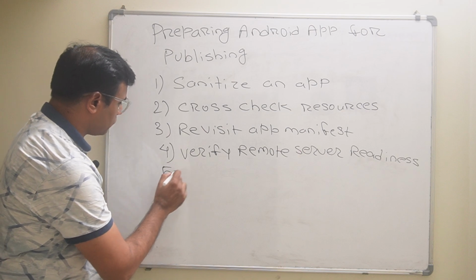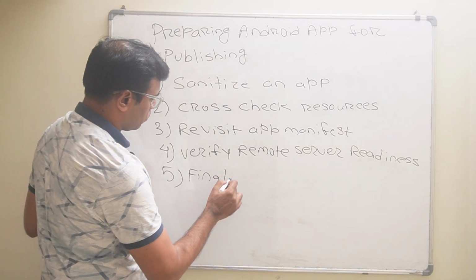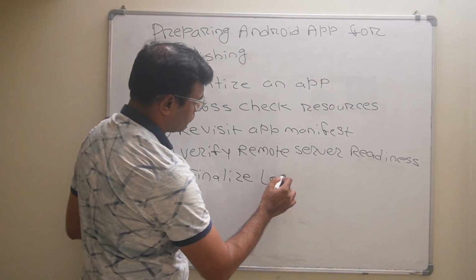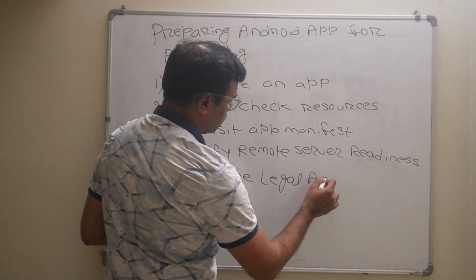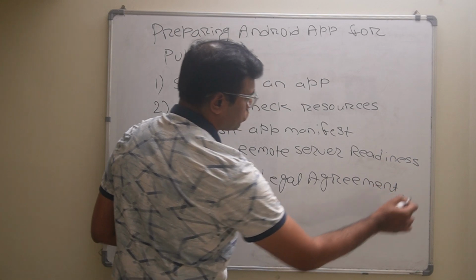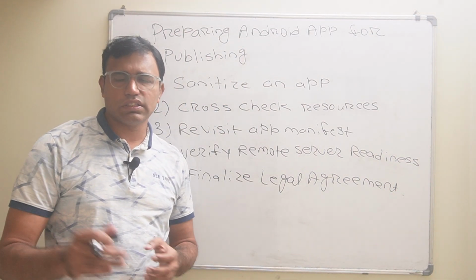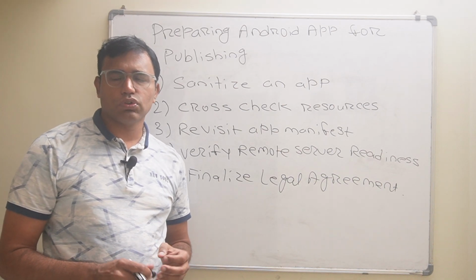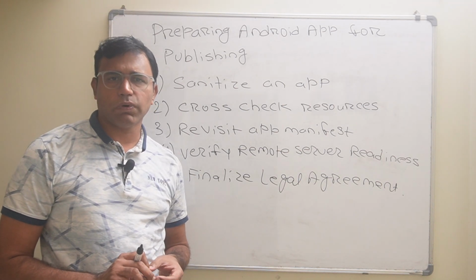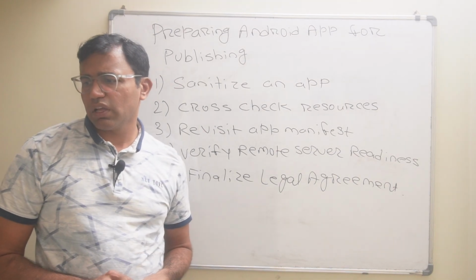Now fifth is finalize legal agreement. Before publishing an app, you should finalize the legal agreements so that no one can claim that this is his own app. So it is your app and you should finalize the legal agreement so that no other person can claim that app.